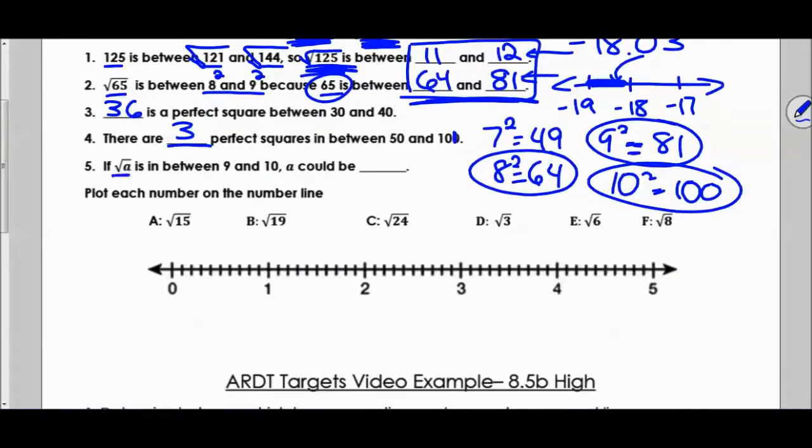If the square root of a is in between 9 and 10, that means a needs to be in between those two numbers squared. So it needs to be somewhere in between 81 and 100. You can put any number in there. I'm going to put 83. I don't know why. A could be any number in between 81 and 100. It can't be 81 or 100 though, because that wouldn't be in between. It would fall directly on one of those.